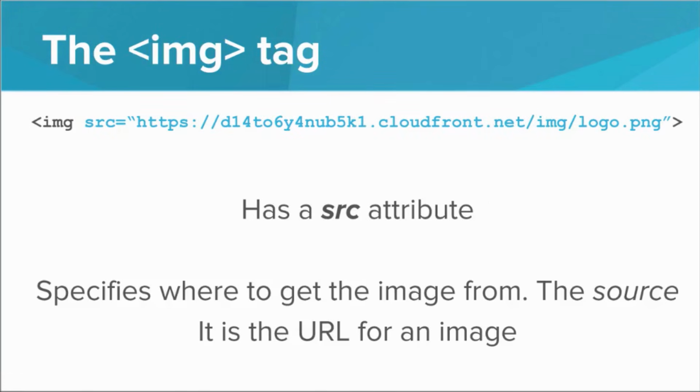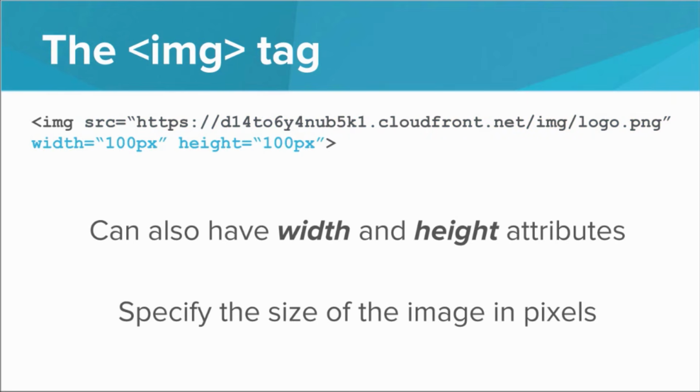First off, we have the SRC attribute, or the source attribute. The source attribute specifies where we should get the image from. And this is the URL for an image. So this is where the image tag will actually look to grab the image and insert it onto your web page. We also have width and height attributes, and these can be used to specify the size of the image, and it's specifying the size in pixels.